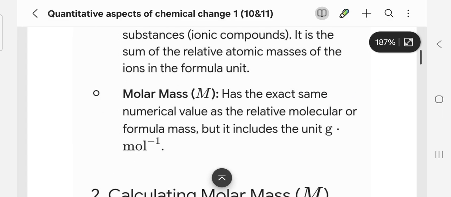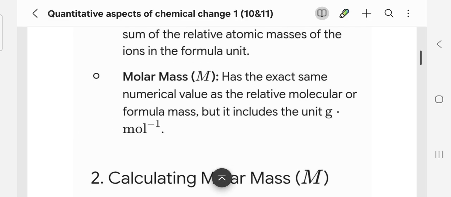Let's look at another type of mass. This time we are looking at molar mass, and we've already said that molar mass will be denoted by the capital letter M, and the difference is that molar mass has the exact same numerical value as the relative molecular or formula mass, but it includes the unit, grams per mole. Okay, that is the unit there, grams per mole. So those are the differences, guys.